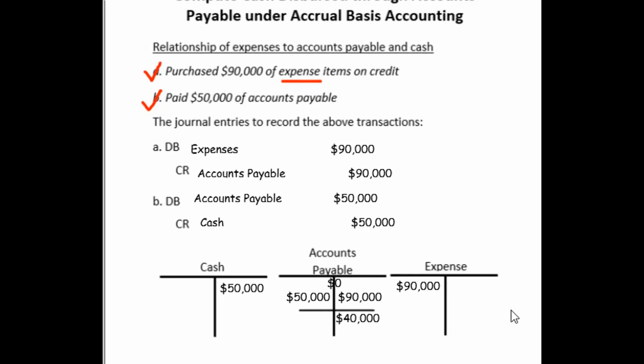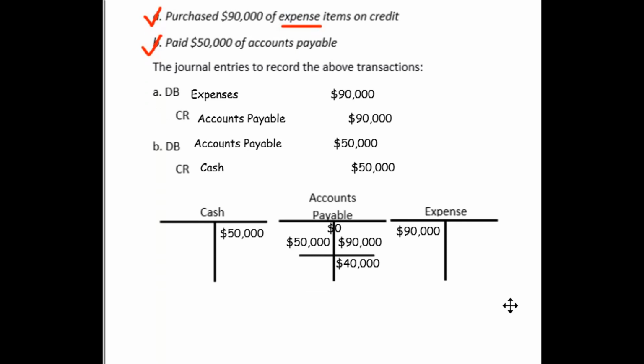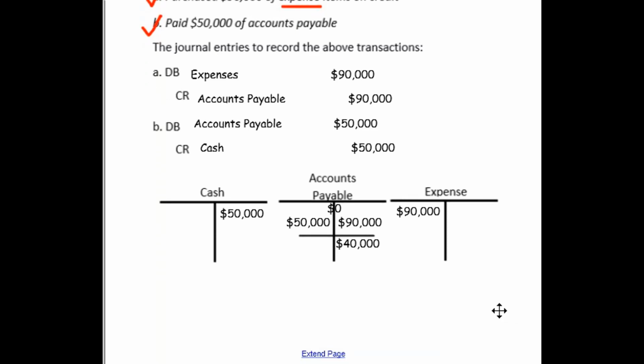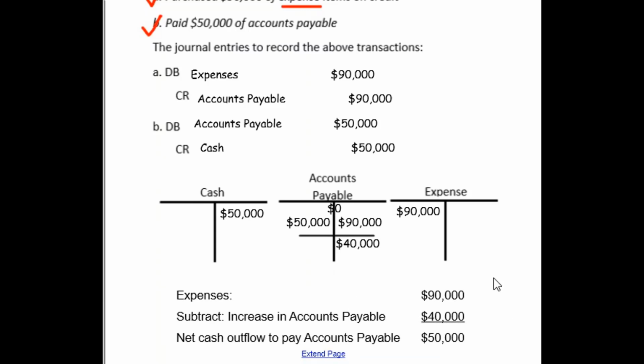Now again, assuming that I did not have access to the cash account, I can use the information between my accounts payable and expense accounts to extract that information. So I start off with my expenses of $90,000. From that, I subtract my increase in my accounts payable balance of $40,000. And that represents the net cash outflow to pay accounts payable, and you'll notice that agrees to the cash amount of the T account.